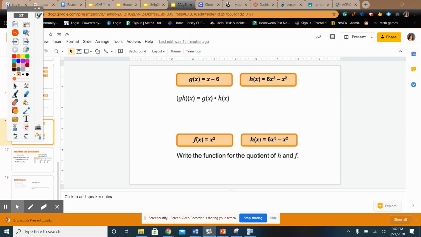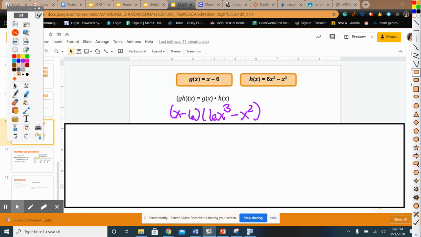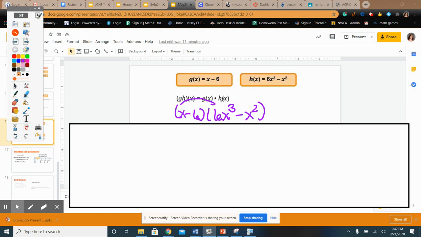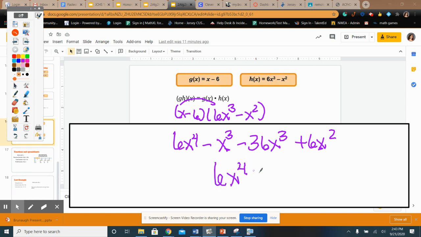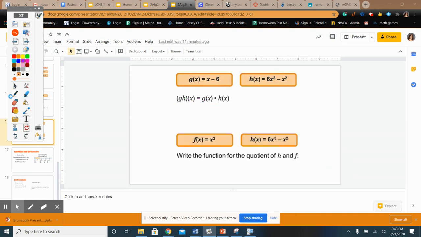How about this? G of h of x, g times h of x, excuse me, when you have two big guys. So you're going to take x minus 6 times 6x cubed minus x squared. This time you're going to have to double distribute. Some of you call that FOIL. We will have to do that and combine like terms. So let's see what we got here. This will be 6x to the 4th minus x to the 3rd minus 36x to the 3rd plus 6x squared, which gives you 6x to the 4th minus 37x to the 3rd plus 6x squared. So when you multiply those guys, you get something pretty big there. That was from pretty complicated math.